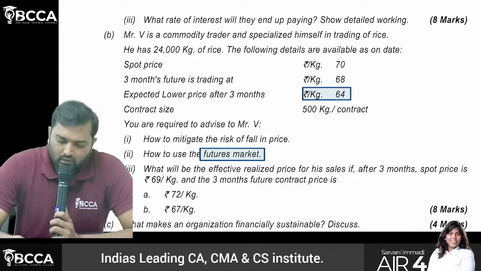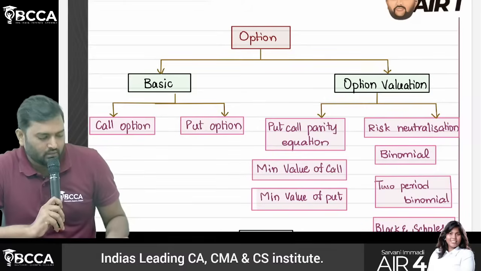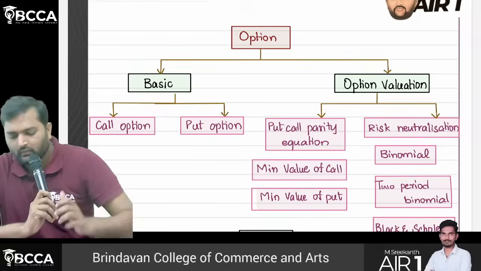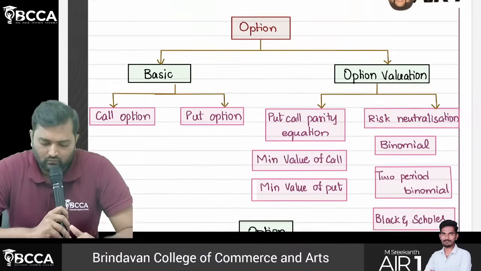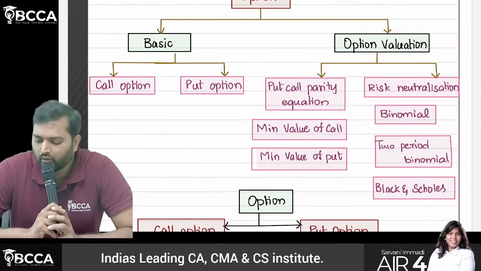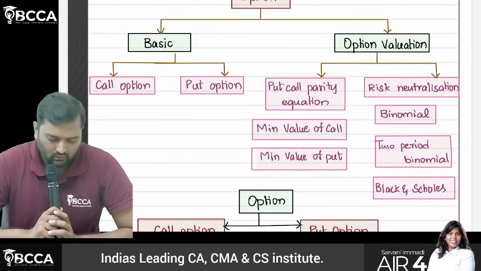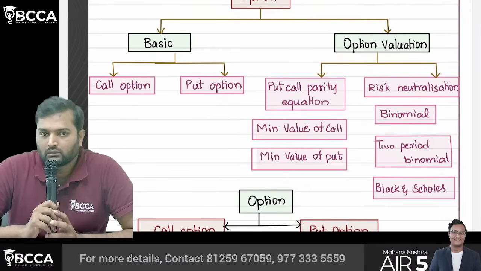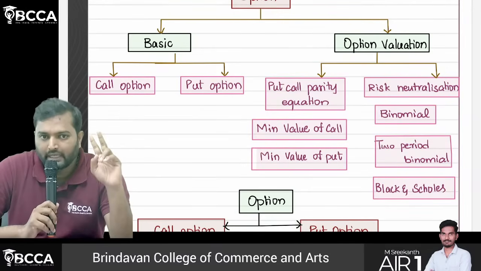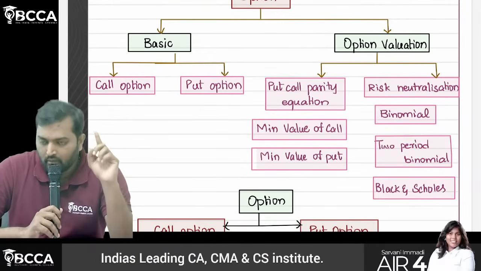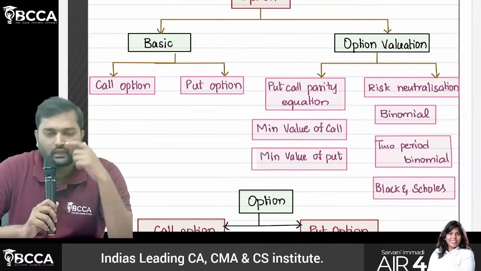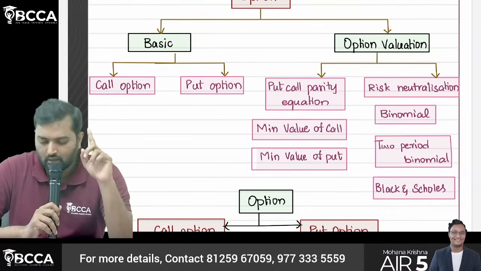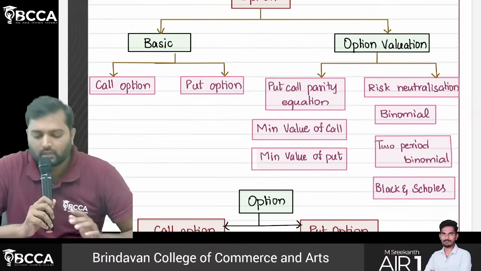Now let us come to the next concept, options. In options, we have two parts: one is basics and second is option valuation. From an examination point of view, for option valuation only two models are important mainly: risk neutralization and binomial model. These two are frequently asked concepts, and you can focus on only basics and risk neutralization and binomial if time does not permit.